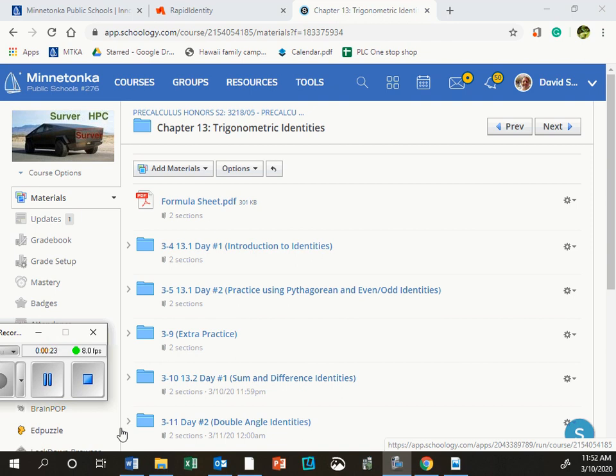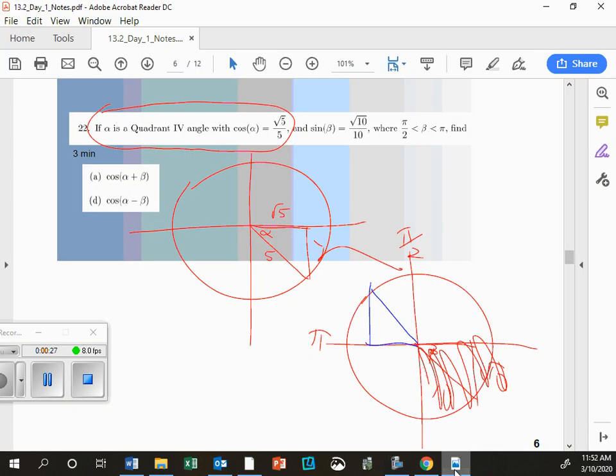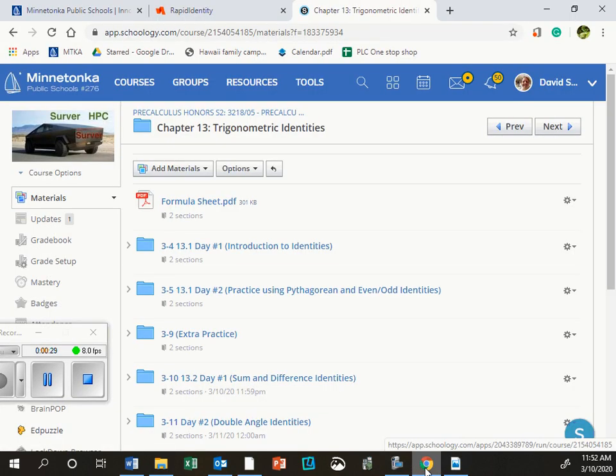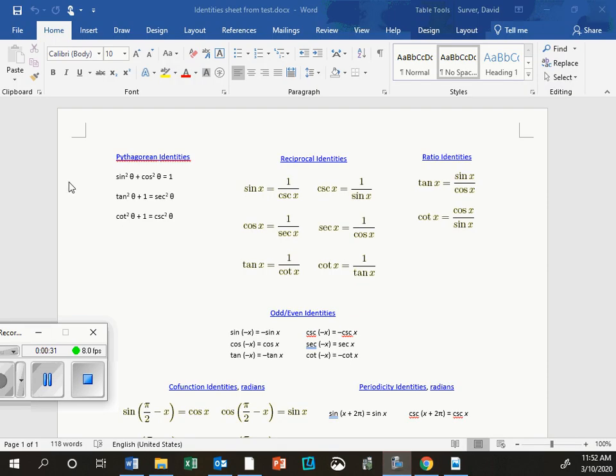So that formula sheet, I made physical copies for you. And hold on just a second here. So these are the formulas and the sheet you're going to get for the test. So you're going to be able to use all of these formulas during the test.